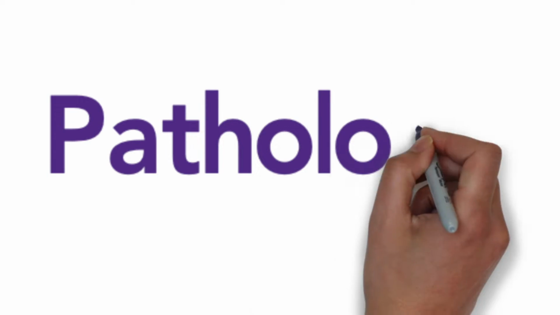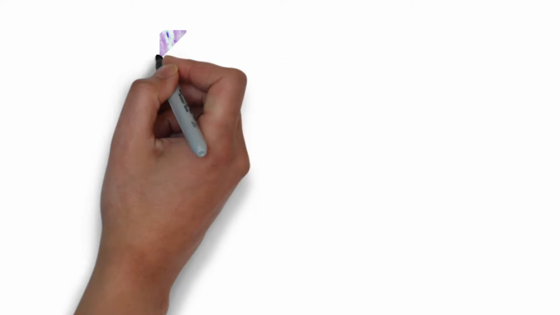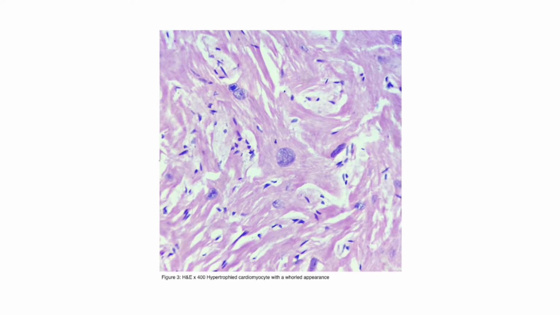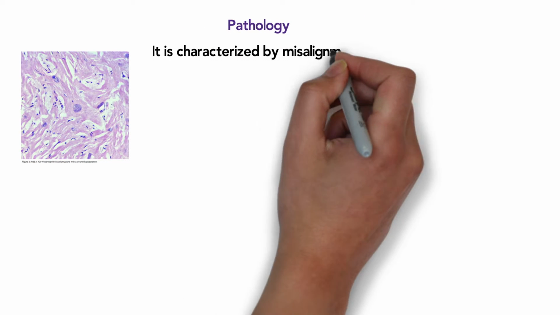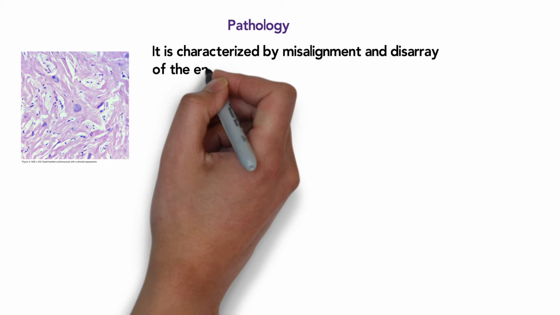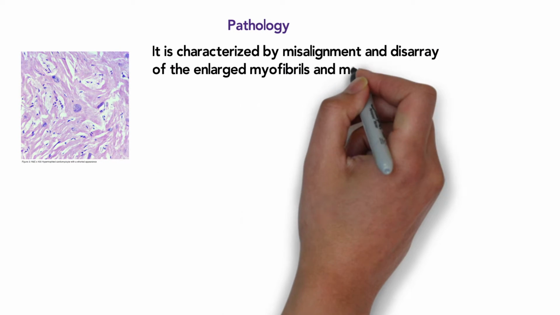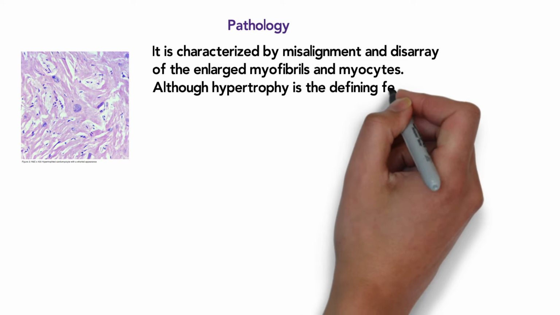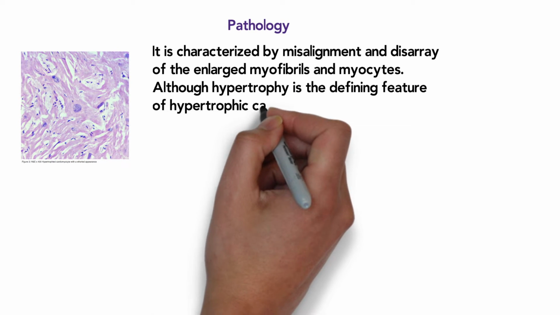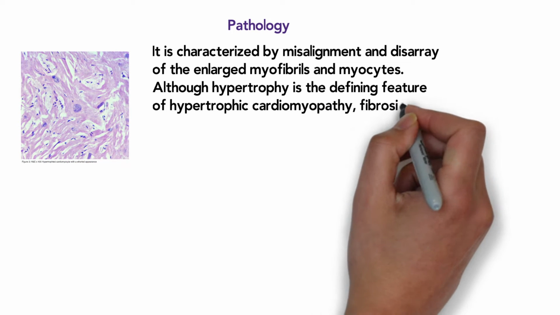Pathology. It is characterized by misalignment and disarray of the enlarged myofibrils and myocytes. Although hypertrophy is the defining feature of hypertrophic cardiomyopathy, fibrosis and microvascular disease are also present.